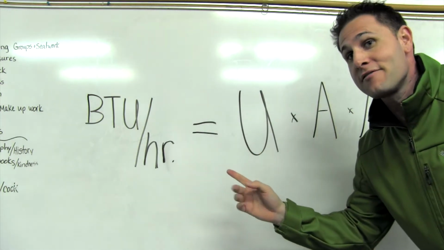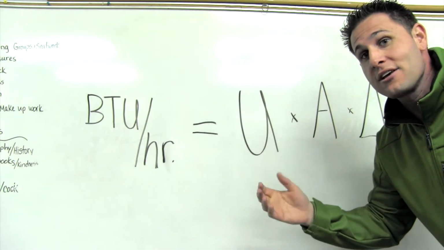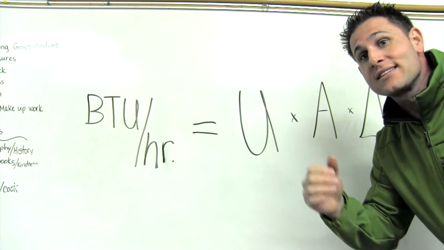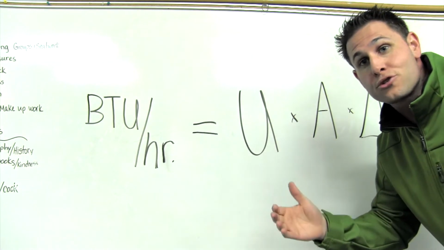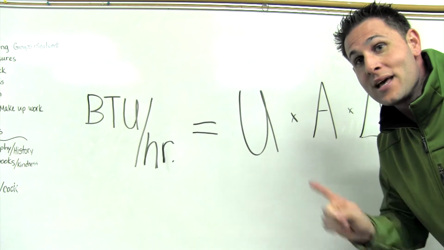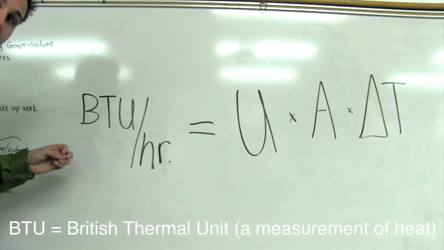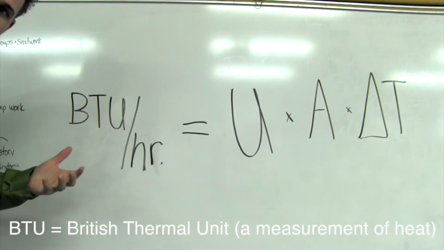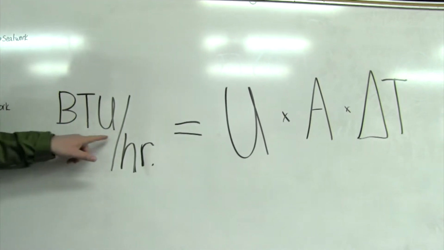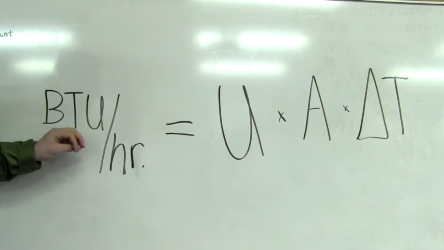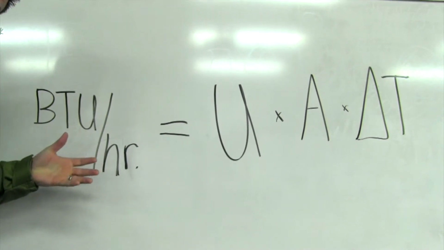Now this is a fancy formula that we use to calculate how much heat energy is going to leave our home or our school over a period of time. Let me break it down for you. BTU stands for British Thermal Unit, and it's a common measurement of heat. BTU per hour means heat over an amount of time, 1 hour.